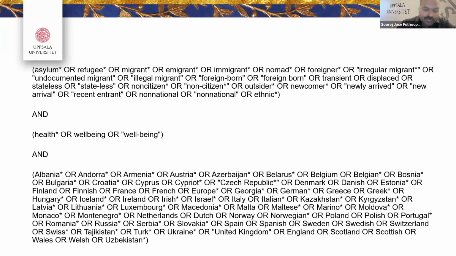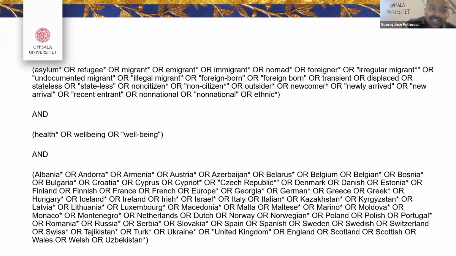This is a simple version of it, but if you want to use a bit more complicated version, there are various ways how we call it. It's called, for example, the PICO strategy. P stands for the population or the patient group. In this, it's the migrants. The I stands for the intervention or the exposure.